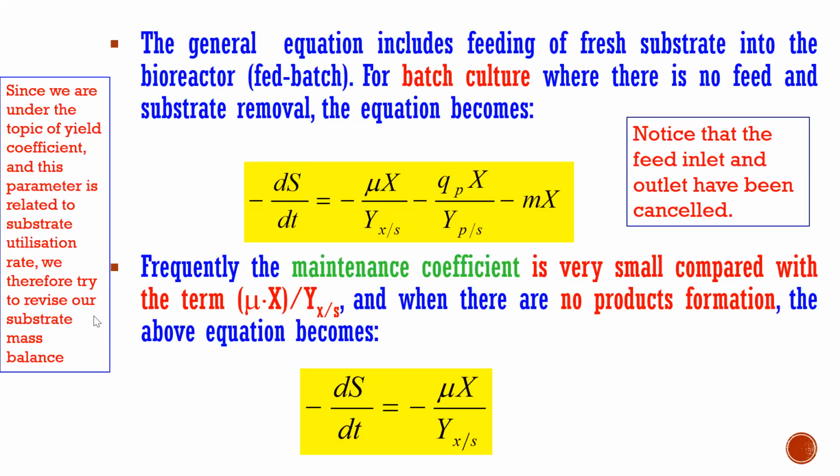Another one is that frequently the maintenance coefficient is very small compared with the term for cell growth for this fraction. As I explained earlier, when something is too small compared to something, for example, 10 to the power of -7, here you have 10 to the power of say -4. So this one is too small. You can neglect this, right? And then when there is no product formation, this fraction also, you can remove this and you can remove this, and the equation becomes like this, right?